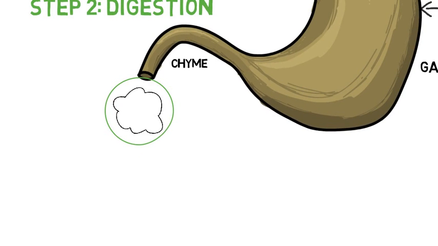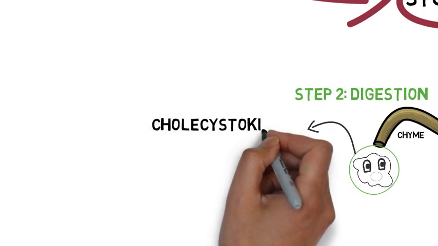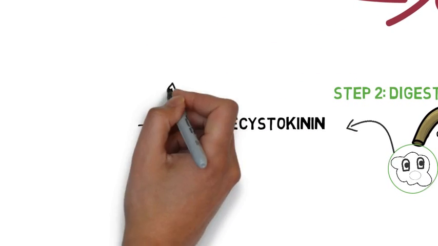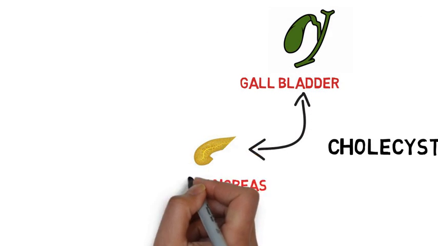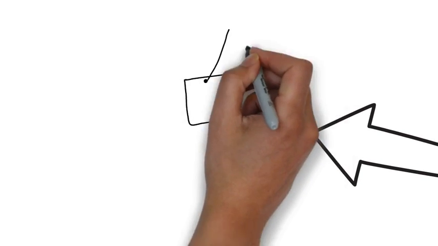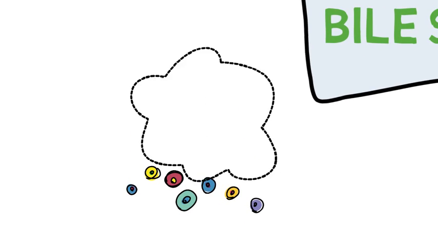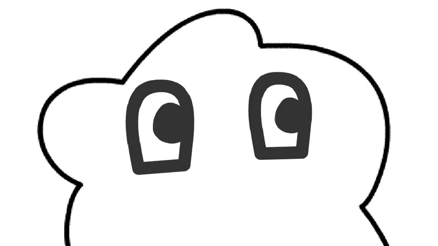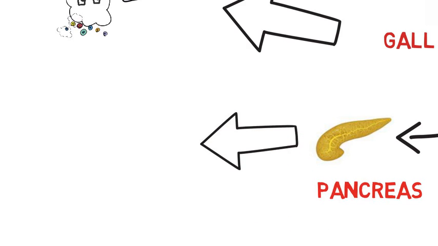As lipid-rich chyme leaves the stomach, it triggers the small intestine to release the hormone cholecystokinin, which stimulates the release of bile salts from the gallbladder and pancreatic lipase from the pancreas. Bile salts act as an emulsifier and break down large fat globules into smaller globules, increasing the surface area in which pancreatic lipase can act upon in further digestion.